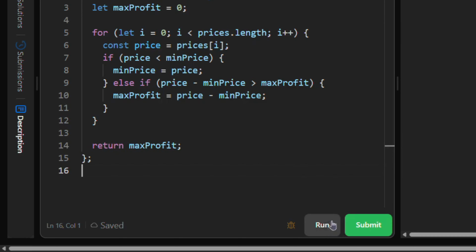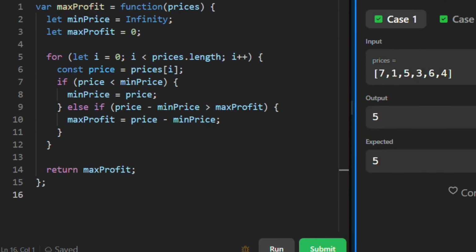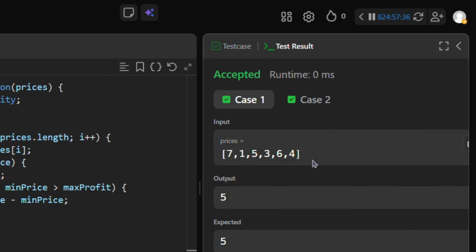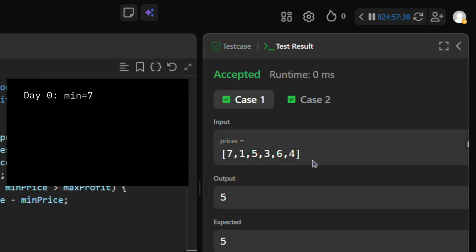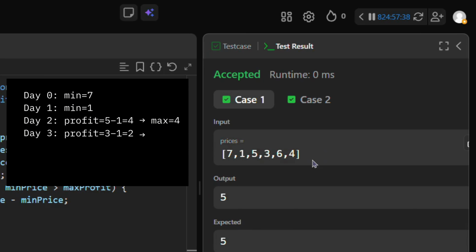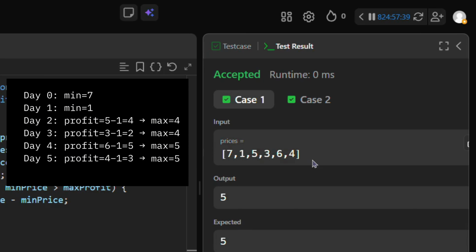Let's verify solution 1 for best time to buy and sell stock. Input is prices equals 7, 1, 5, 3, 6, 4. We start with minPrice as infinity and maxProfit as 0. Day 0, price is 7. 7 is less than infinity, so minPrice becomes 7. Day 1, price is 1. 1 is less than 7, so minPrice becomes 1.